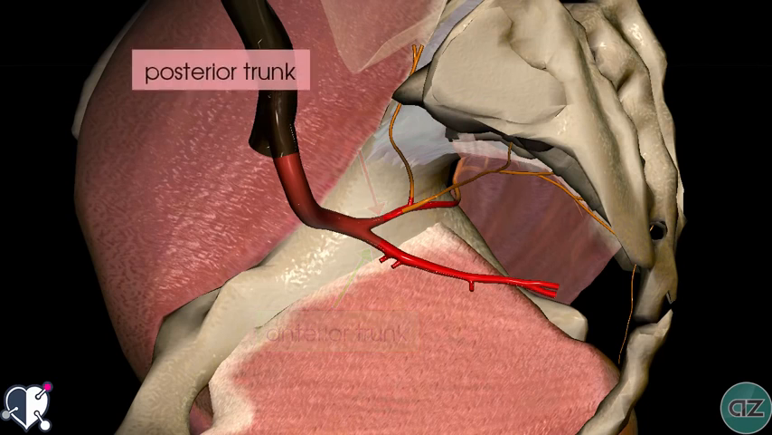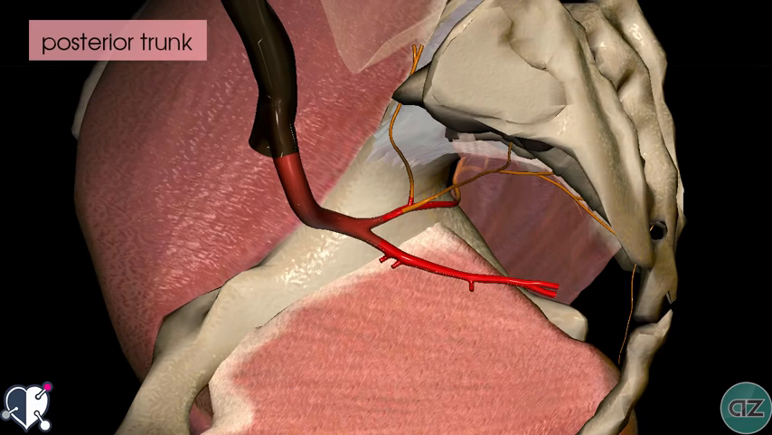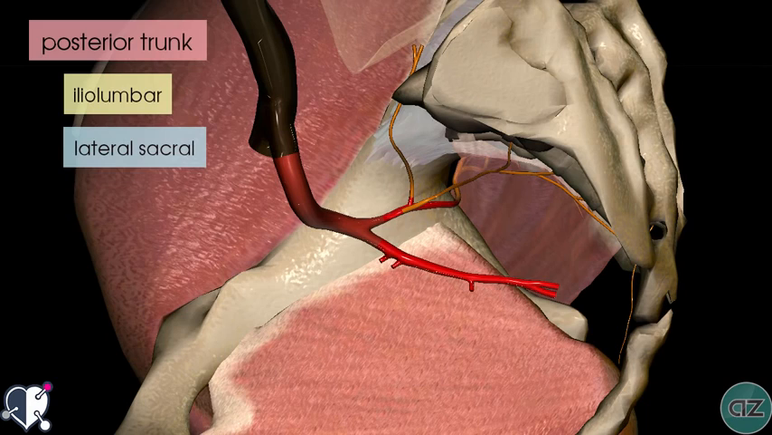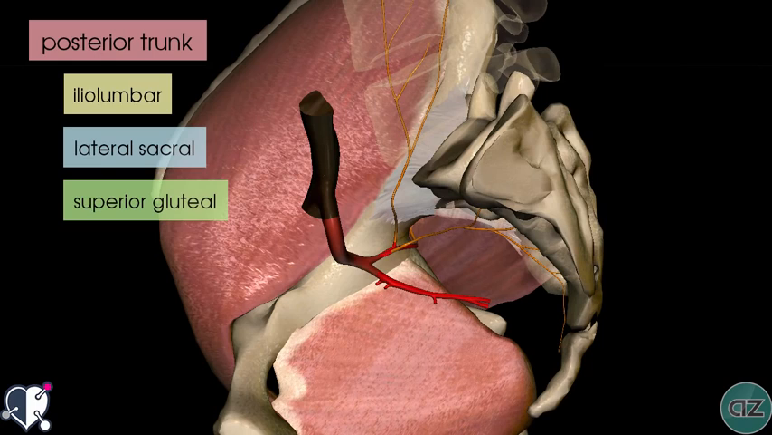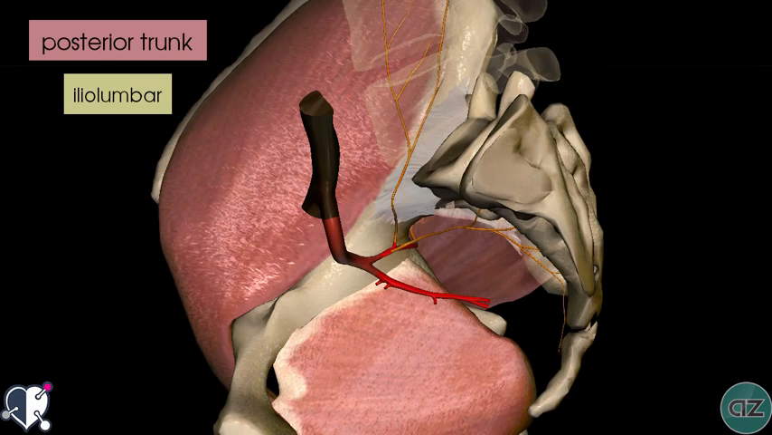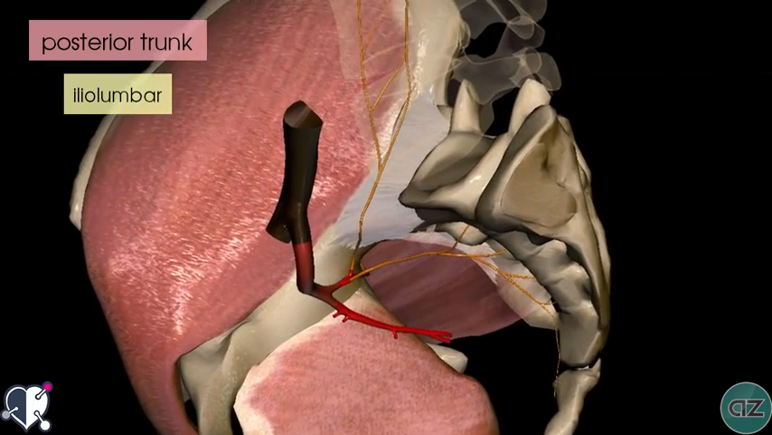The posterior trunk has three branches. You've got the iliolumbar artery, the lateral sacral arteries, and the superior gluteal artery. So I've just zoomed out a little bit and we'll take a look at the iliolumbar artery. So this is this artery here.